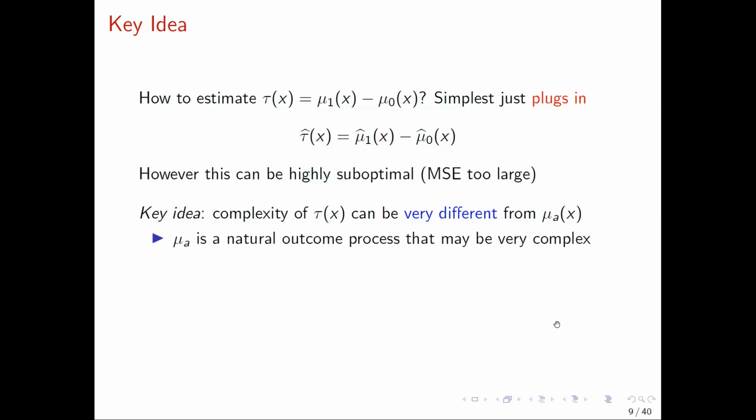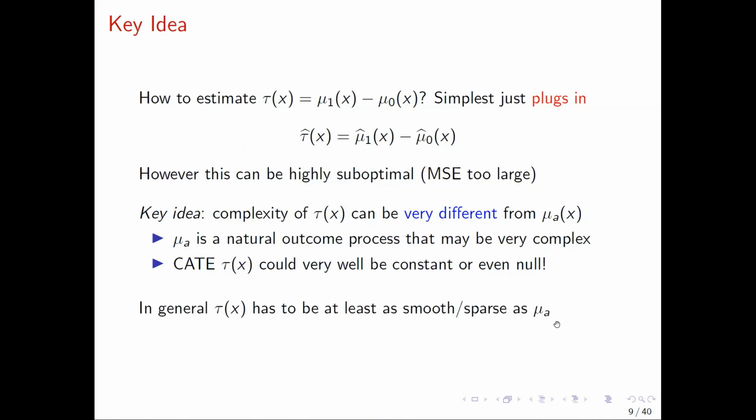And this is a real issue in causal inference problems, because these individual regression functions represent something like how the outcome is associated with covariates in each group. This may be some very complicated biological process, for example. But the difference is representing the effect of the treatment. This could be very simple in many cases. It might be constant. It might be zero if you're studying an ineffective treatment, but in general, it might be far less complex than each of these individual natural outcome progression functions.